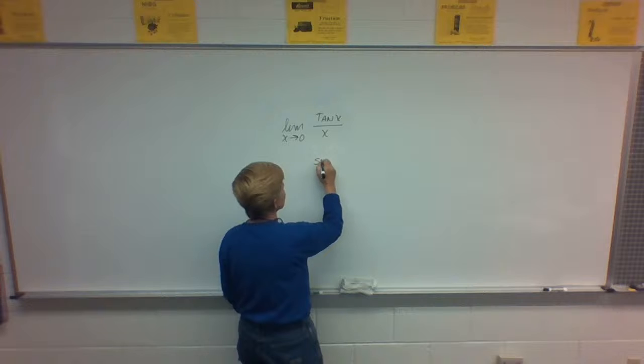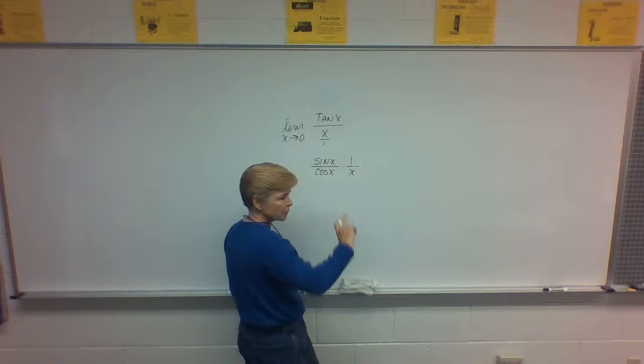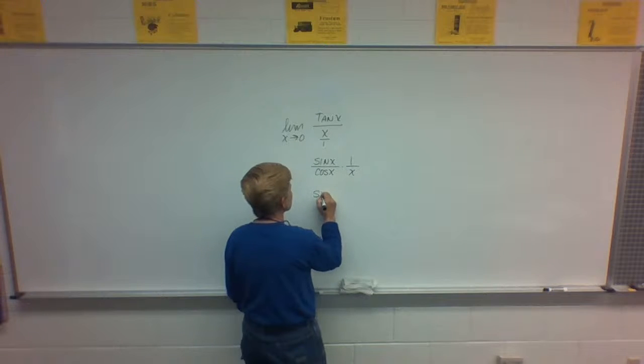So this is sine x over cosine x. This is over 1. So this is times 1 over x. Is that okay? So I'm inverting and multiplying. Okay, so what I have now is sine x over x cosine x.